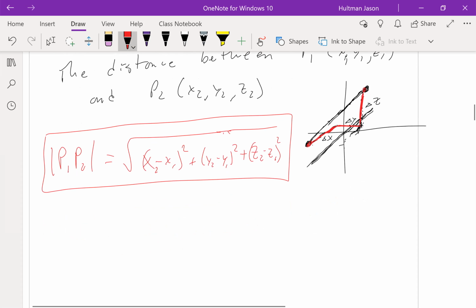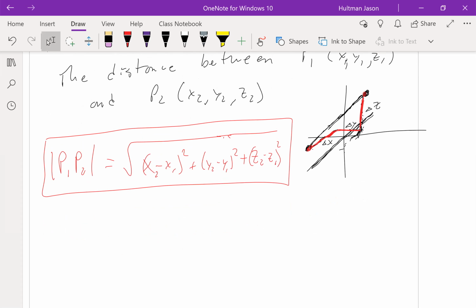Okay, let's look at the equation of a sphere. What's the equation of the sphere? So a sphere is equidistant from some point. Equation of a sphere, equidistant from some point. Maybe we have this point out in space here.